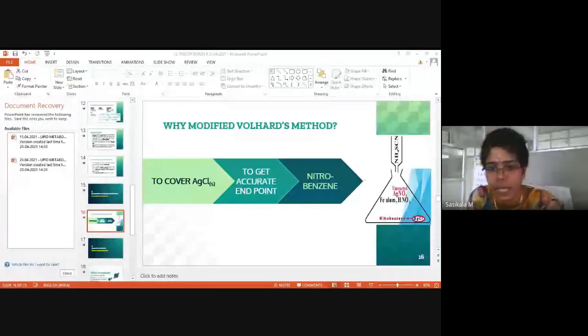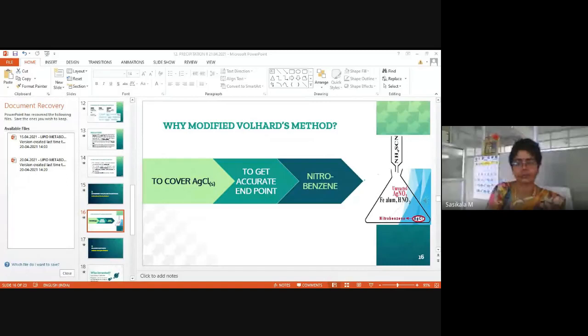Okay, Devarajan, which part do you have a doubt about? What is the difference in the modified Volhard's then? Anyone? Sanjay, Sudhir, Madhumita.